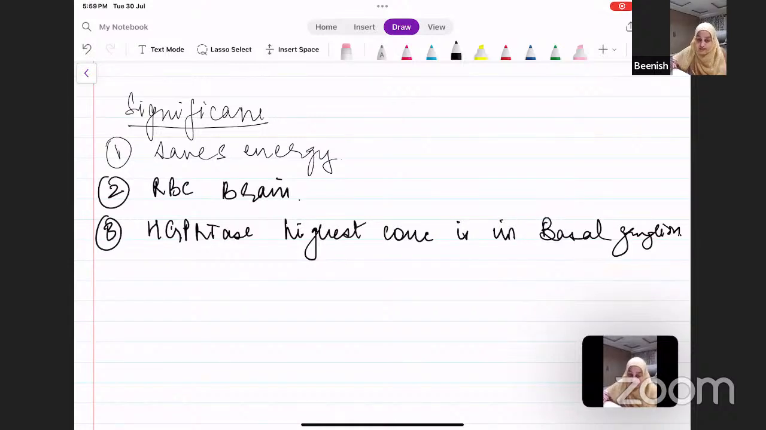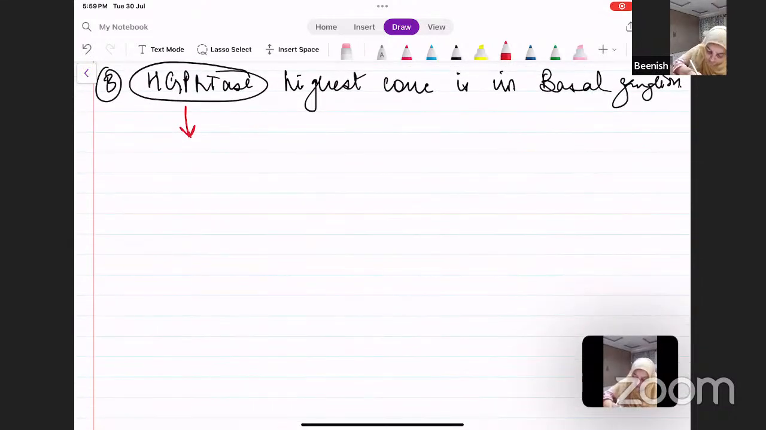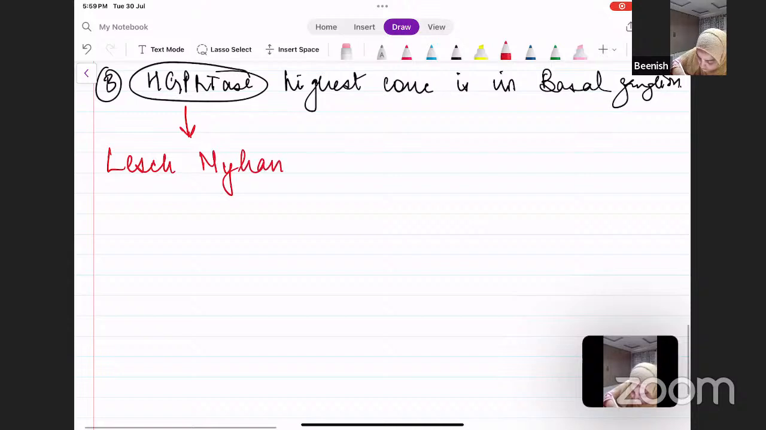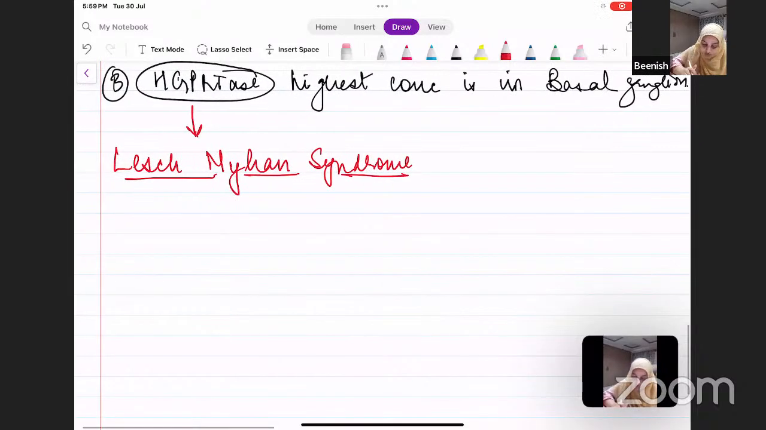Now, there is a disorder associated with deficiency of the HGPRTase enzyme. Because of this deficiency of HGPRTase, a syndrome occurs which is known as Lesch-Nyhan syndrome. This is important, frequently asked in short notes. This is an X-linked recessive disorder.